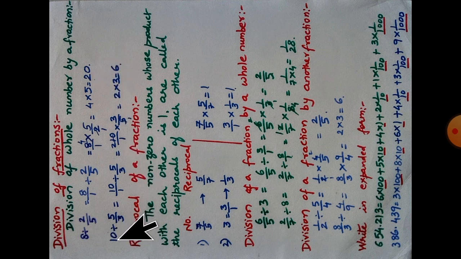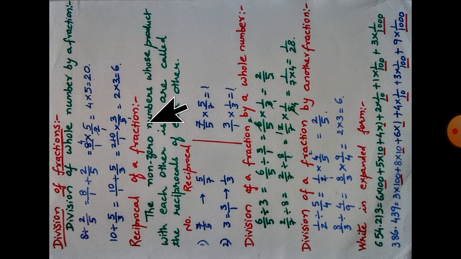Now 10 divided by 5/3 equal to 10/1 divided by 5/3 equal to, now this divide will become multiply and 5/3 will become 3/5. So 10/1 into 3/5. So 5 1s are 5, and this 5 2s are 10. So equal to 2 3s are 6.